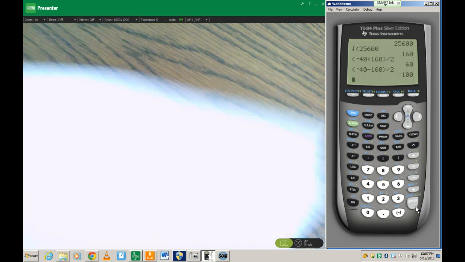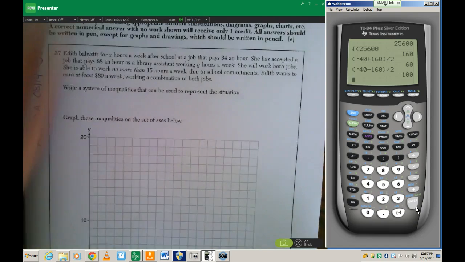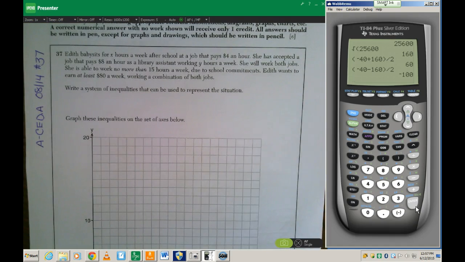Okay, here we go. This is question number 37. This one's actually a lot easier than it looks. It's a 6-pointer. Of course, I forgot my straight edge again. Way to go, Miss Erig.